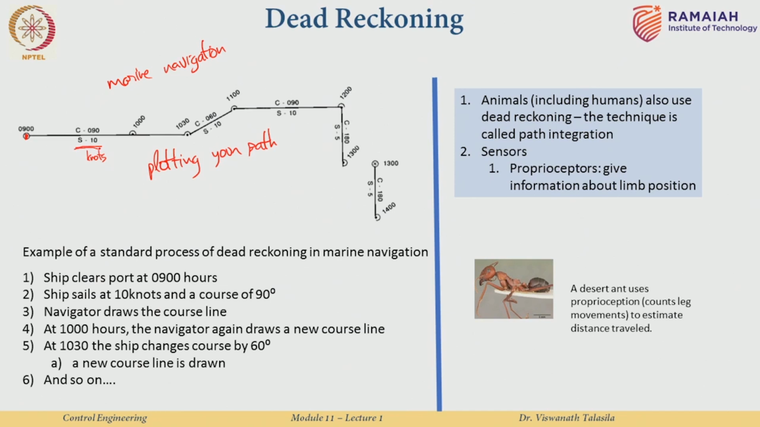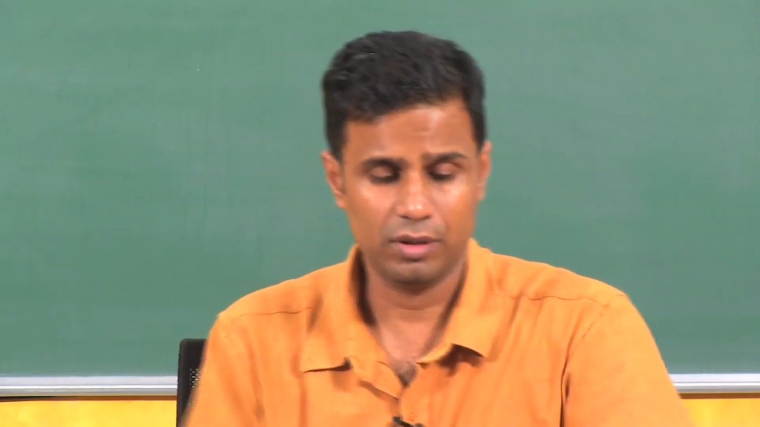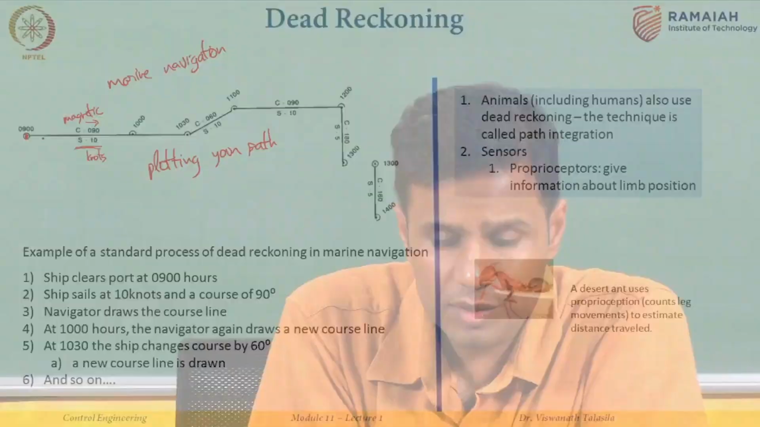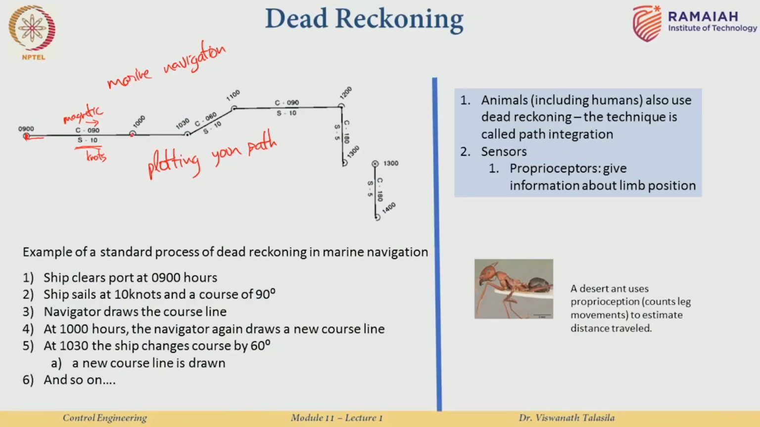So, your ship is moving at 10 knots at a heading of 90 degrees, and this is a magnetic heading. So, with respect to your compass, which looks at magnetic north, you are moving at an angle of 90 degrees with respect to magnetic north. Then the navigator plots the expected position of the ship at 10 AM. And in this particular example, at 10 AM the ship captain decided to maintain the same speed and to move at the same course of 90 degrees.